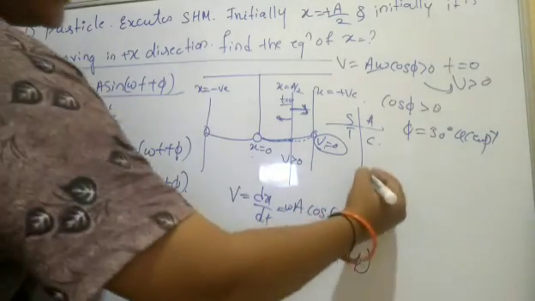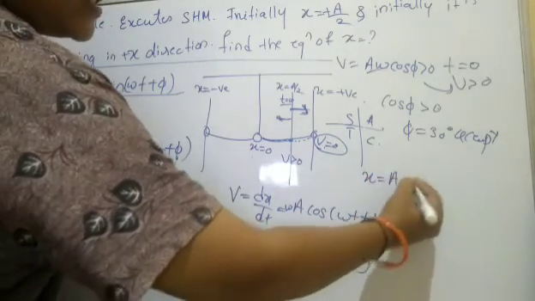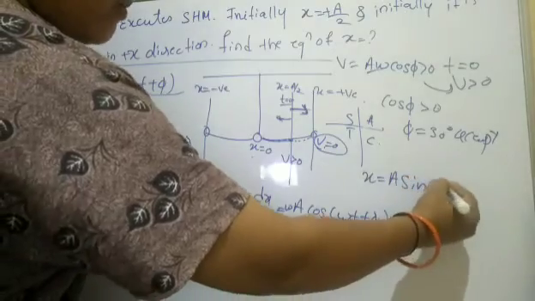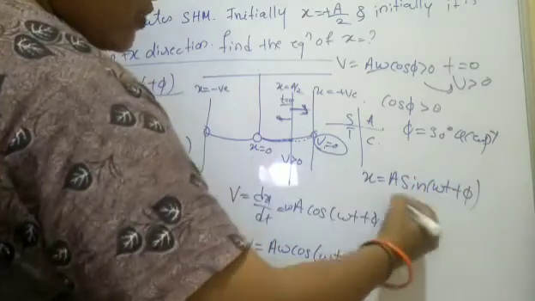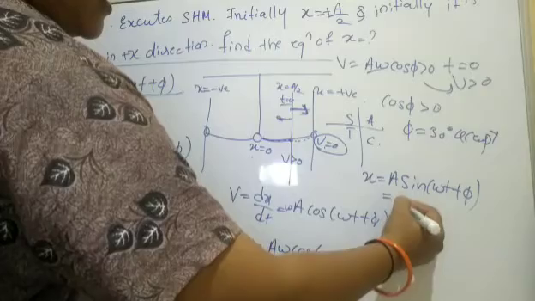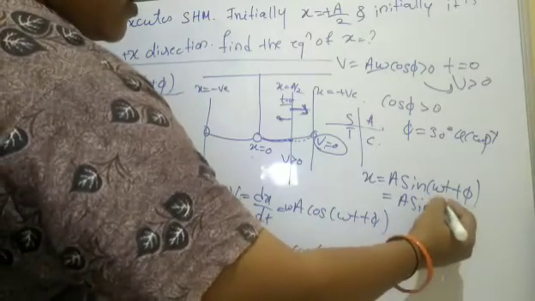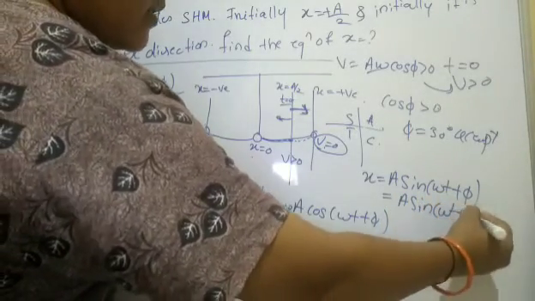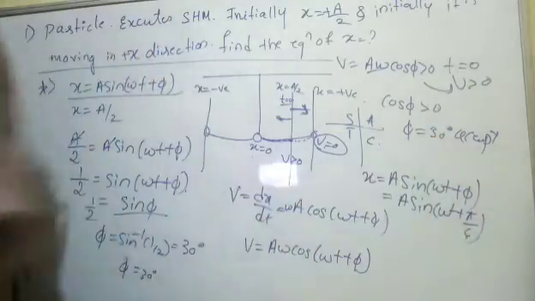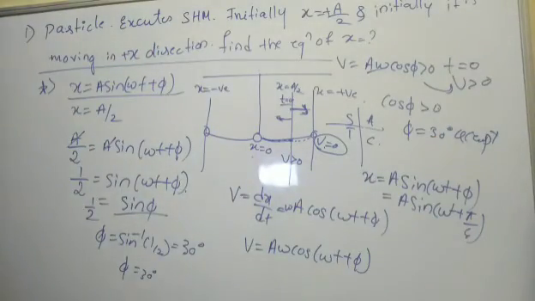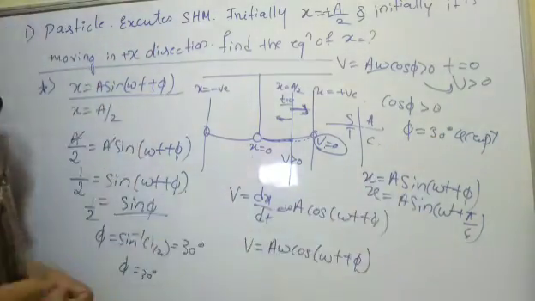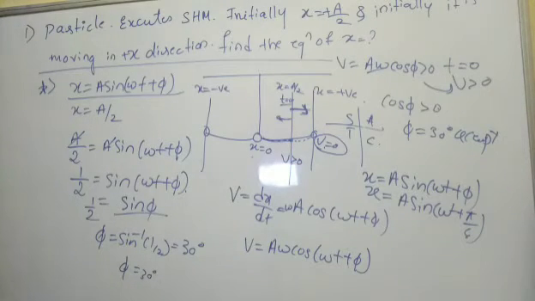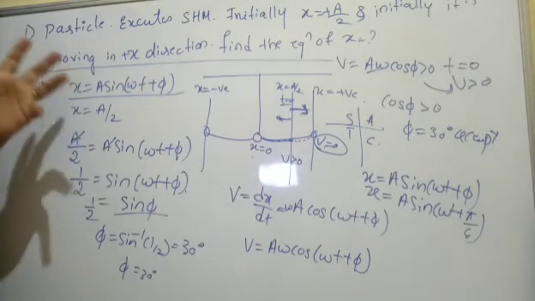That means x is equal to what here? Final answer, a sine omega t plus phi. So phi is what here? A sine omega t plus pi by 6. 30 degree is nothing but pi by 6. So this is the equation of a particle executing simple harmonic motion by this method.